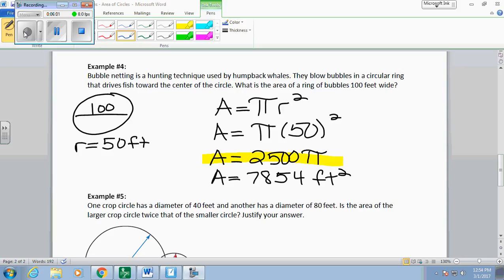Okay, so this time again they gave me the diameter, which means I need to find the radius. What I've highlighted in my work is a step that some of you might show and some of you might not show. And I'm just highlighting it to say, it's okay if you have it, it's okay if you don't. If you only had these 3 steps shown, that would be perfectly fine as well. All right, moving on to number 5.